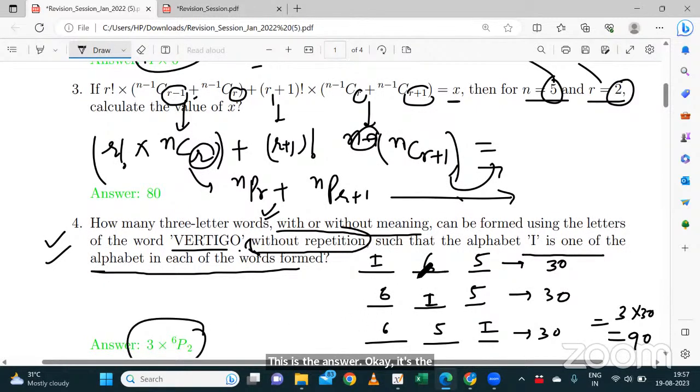Because it's the I. For the 2 places, in how many ways can I arrange? I can arrange in 6P2 ways, because order will matter, right? If I'm using IVR or IRV, these two are different things, right?